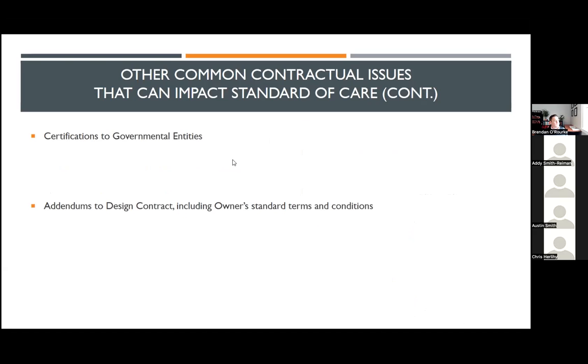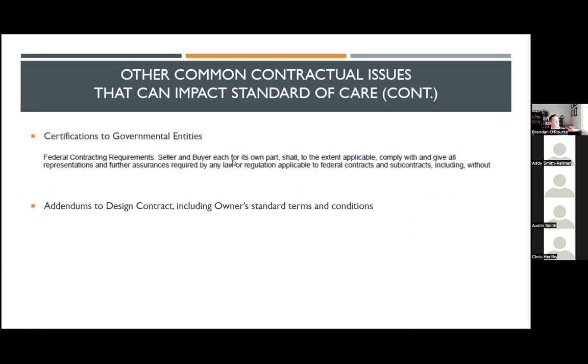I think certifications at the end of the project, whether it be for structural engineers that need to certify something for the city, whether it's special inspections or just certifications in general. Be wary when you are signing or entering into negotiations on a contract as to what representations or assurances you are going to be required to provide at the end of the project.